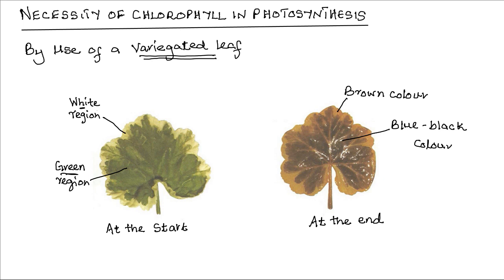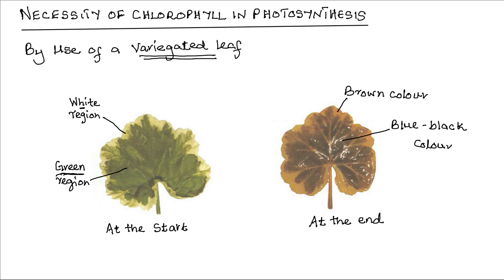The non-green area, in this particular case the white region, will give the brown color, showing absence of chlorophyll. But the green regions will give us the blue-black color, showing that starch is present. And for starch to be present, then photosynthesis must have taken place. Because remember, this plant was initially destarched and then exposed to sunlight in order for photosynthesis to take place.